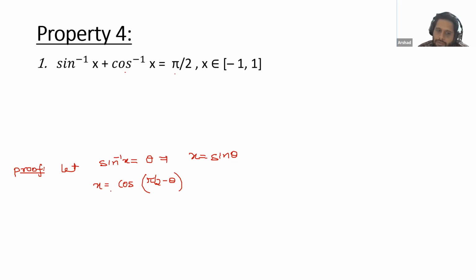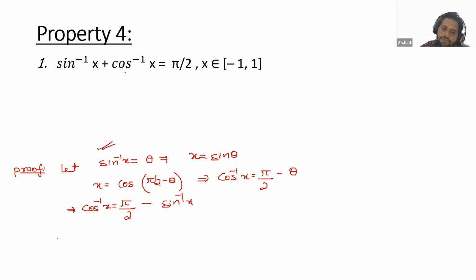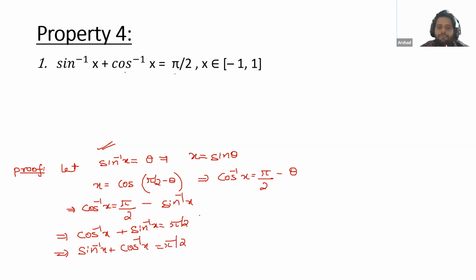Now shift this cos to the left side. So this will become cos inverse x is equal to pi by 2 minus theta. In place of theta, we can put this value, sine inverse x. Now shift this sine inverse x to the left side. So you will get cos inverse x plus sine inverse x is equal to pi by 2. And here we will get sine inverse x plus cos inverse x is equal to pi by 2. So this is the proof of this one.